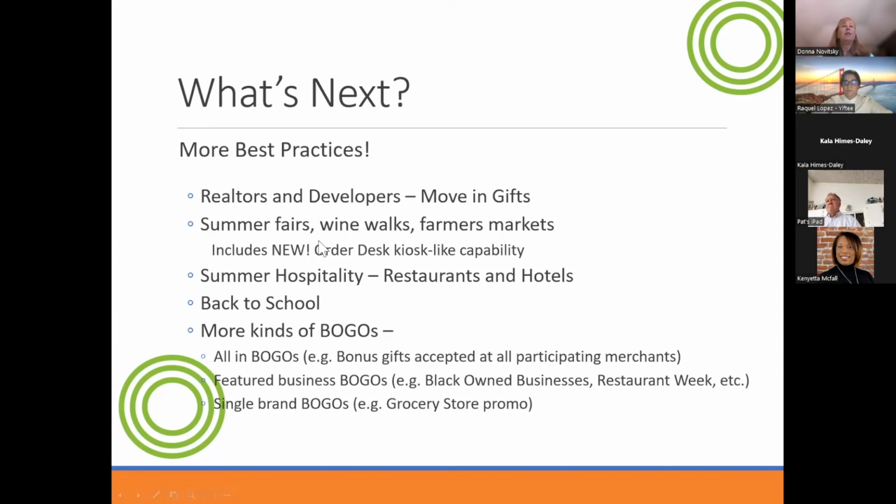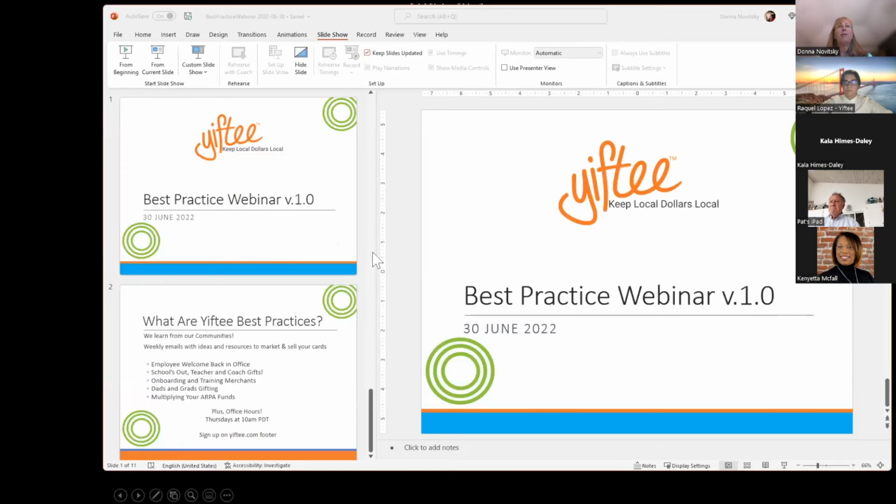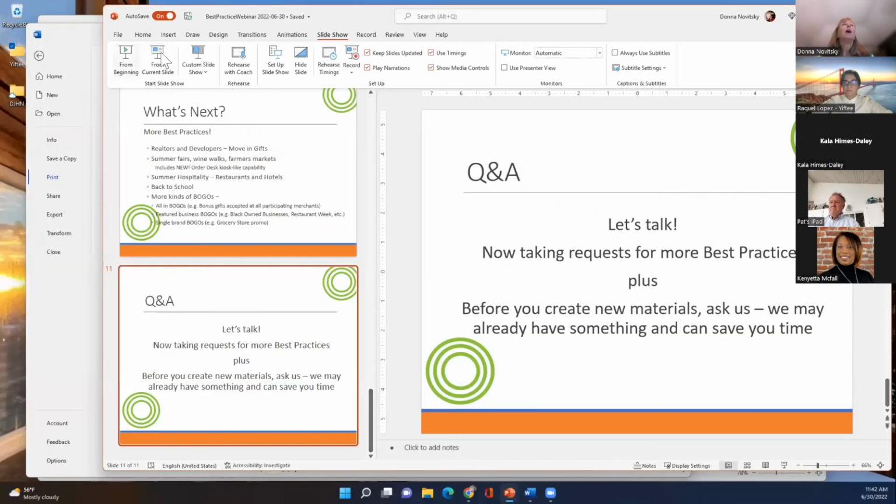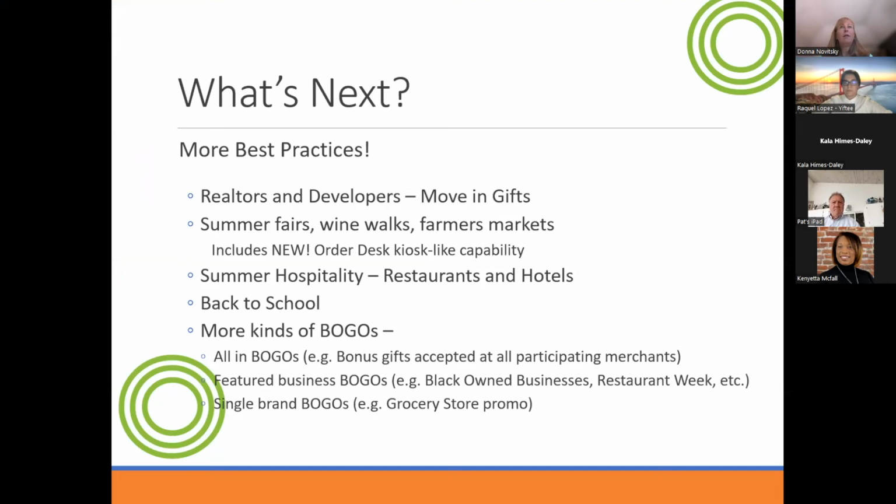We have one on summer fairs, and actually a little pre-announcement here. We have a new feature that's coming out as part of your platform, called the Order Desk, that allows people to come and buy gifts from your community card in your office, in the chamber office or the Main Street or Downtown Association office, and avoid some of the hiccups we've had in the past. So that'll simplify that whole process. Watch for that in the next few weeks.